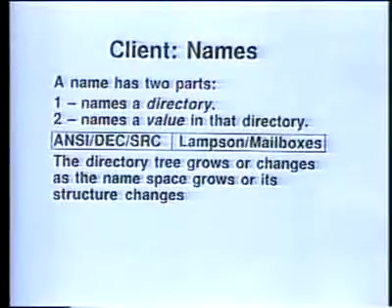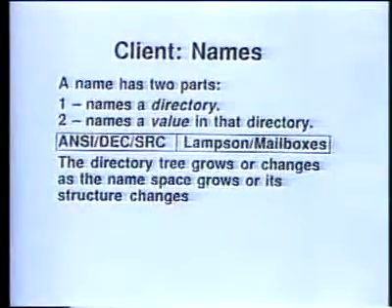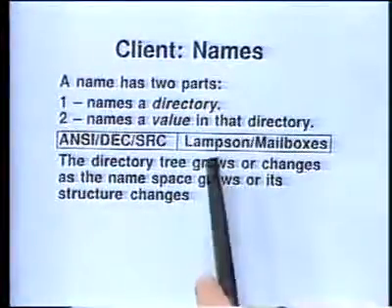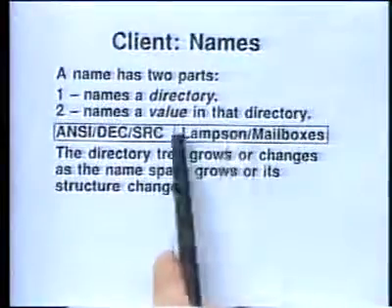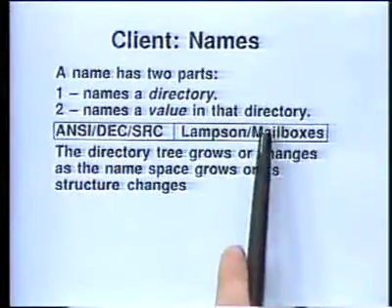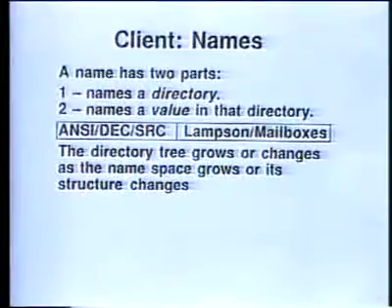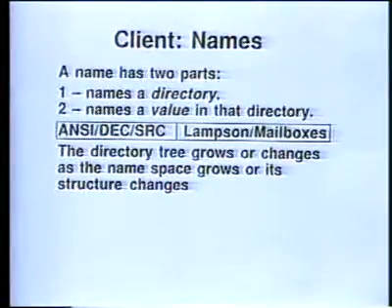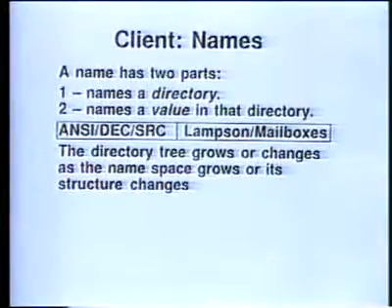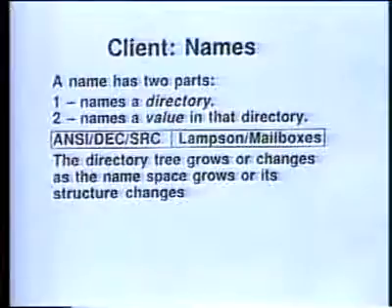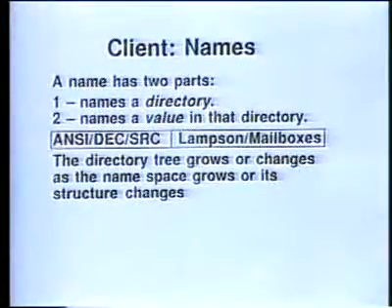Okay, at the client level, a name has two parts. The first part names a directory, so here it is, ANSI DEC circ, and the second part names some value in that directory, Lampson mailboxes. So this is the directory part. This is the top-level name in the directory, and then there may be various properties like mailboxes, password, and so forth. The reason for the separation is that it's the directory tree that grows and changes its structure as the namespace grows or the structure of the namespace changes. So it's reasonably important to have this two-part division, even though in principle you could think of this as just one long name with a slash here instead of the more definite division that I've shown.